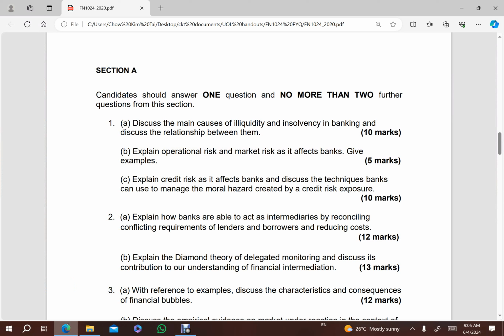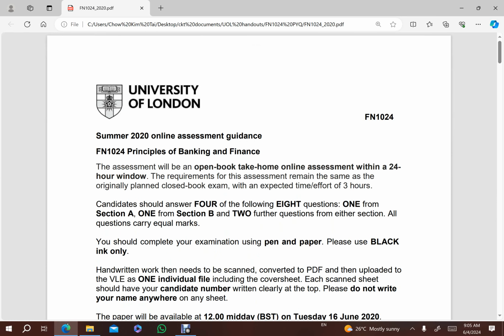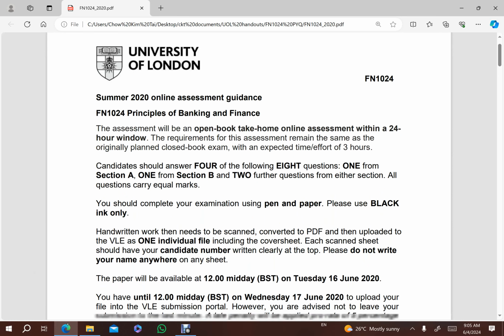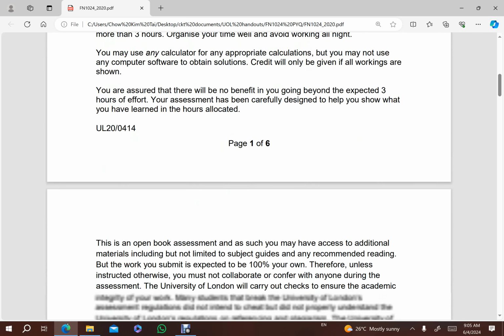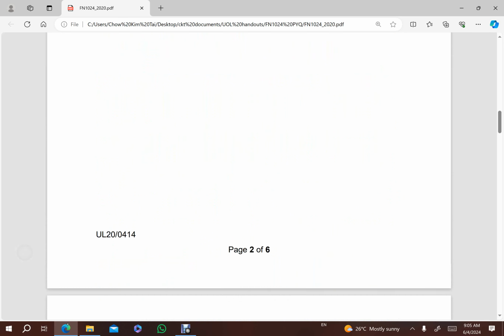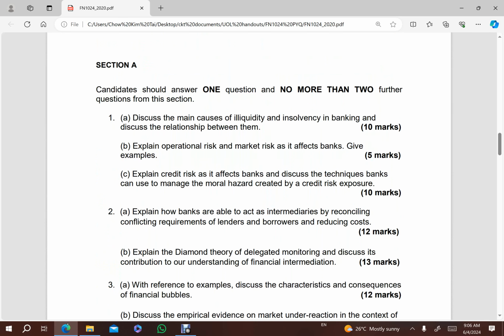Right, we continue here on our Section A question on Principles of Banking and Finance. This one here, we look at the 2020 exam, question number 1. Discuss the main causes of liquidity and insolvency in banking and discuss the relationships between them.